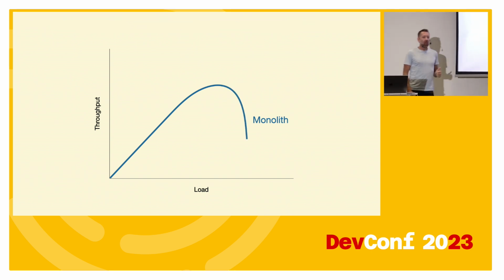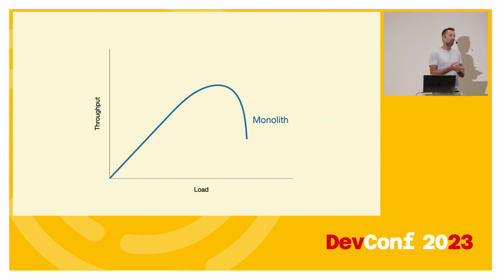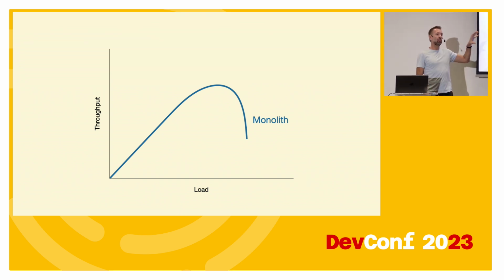Why does this happen? Well, .NET is actually a really good example. So .NET has something called garbage collection. And you have Gen 0, Gen 1, and Gen 2. Gen 2 is for really long-lived objects.